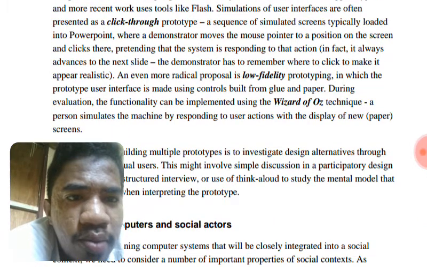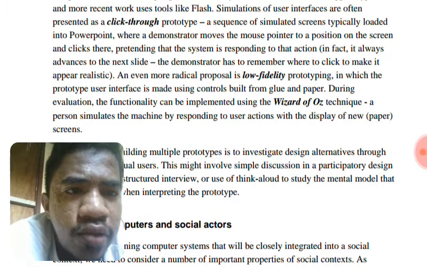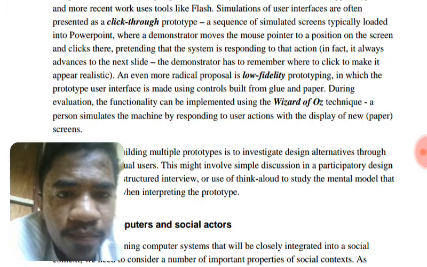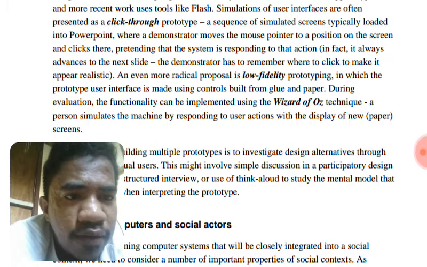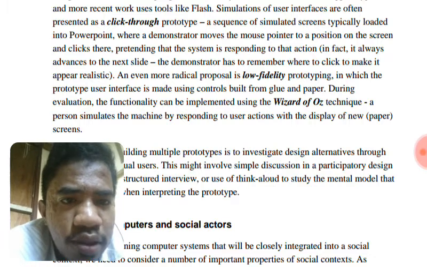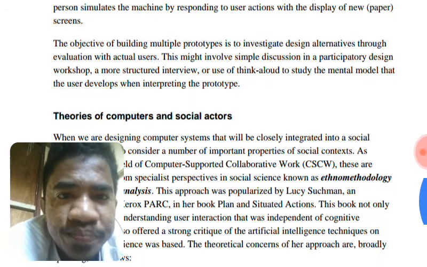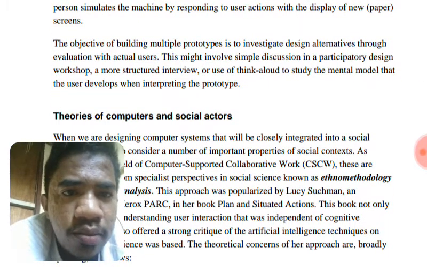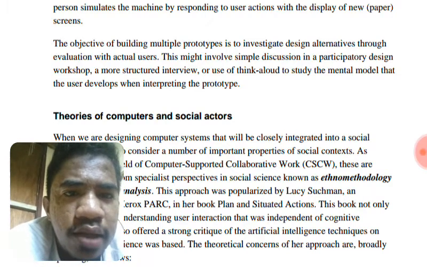An even more radical proposal is low fidelity prototyping, in which the prototype user interface is made using controls from glue and paper. During evaluation, the functionality can be implemented using the Wizard of Oz technique. A person simulates the machine by responding to user actions with the display of a new paper screen. The objective of building multiple prototypes is to investigate design alternatives through evaluation with actual users.